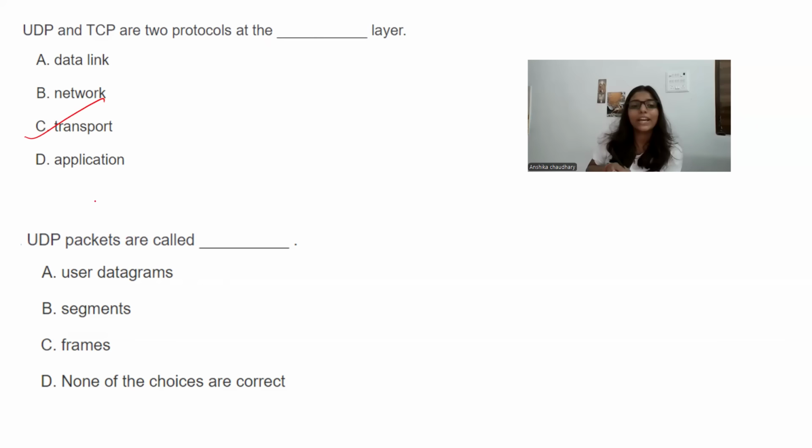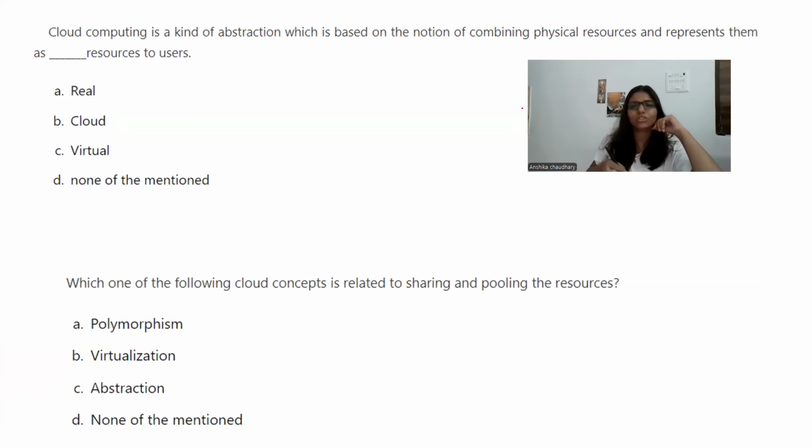UDP packets are called, UDP stands for user datagram, right? What I said, user datagram protocol will be the correct answer for this question. On the transport layer, the data is converted into segments. If it is dealing with TCP, it will convert it into segments, and if UDP protocol is taking care of this, it will convert it into datagrams. Let's have a look at the next question.